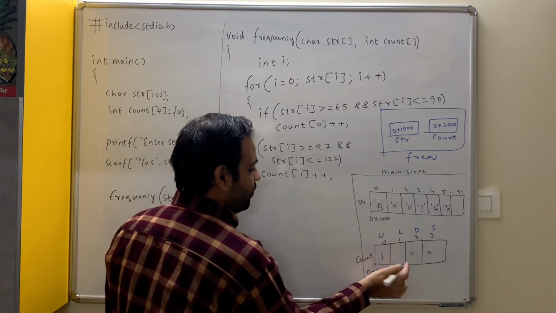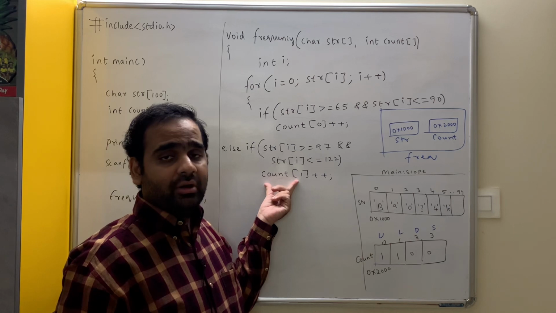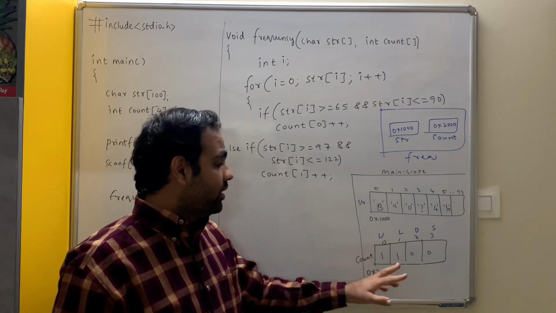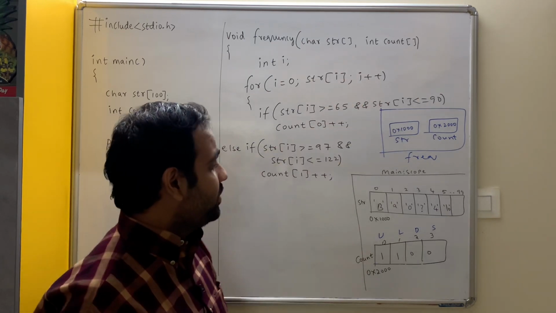Now this is count of 1 plus plus, saying that now what is count of 1? Start 2000 plus 1 into 4 is start 2004 plus plus. It says that lowercase is 1. Now again you say I plus plus, the value of I will be 2.